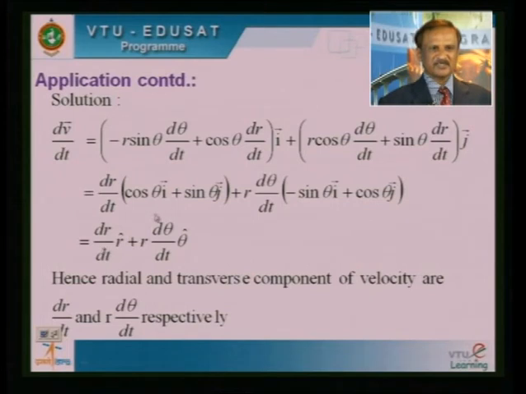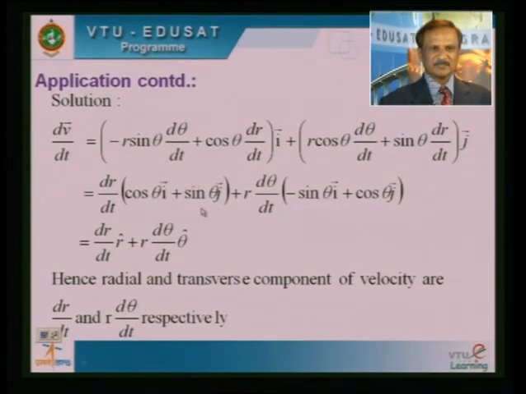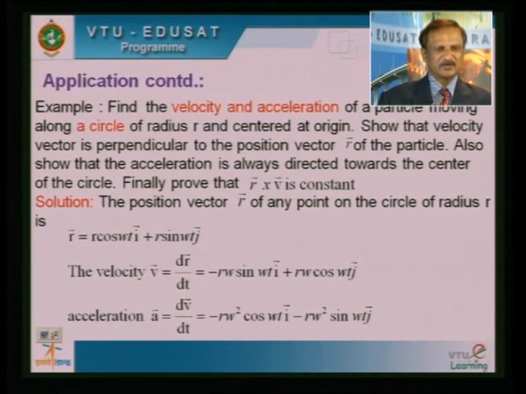This is equal to dr by dt. What is the value of this? From the hypothesis, it is r, that is why I can replace this by r, plus r into d theta by dt. What is the value of this? Theta. Hence the radial and transverse components of velocity are dr by dt and r into d theta by dt. Like that, if they don't give the vector, you can write down the vector, then you can find the required things.